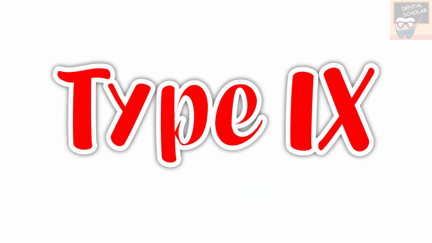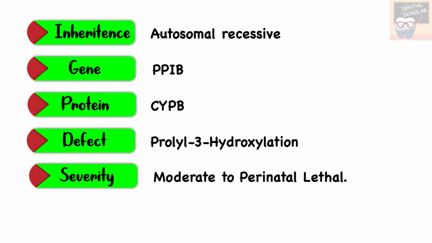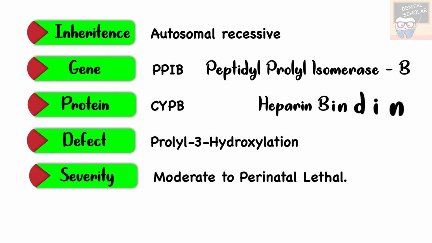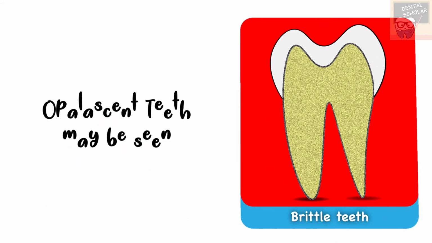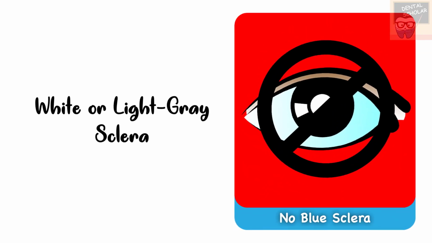Next is type 9 osteogenesis imperfecta. It is autosomal recessive. The gene involved is PPIB, that is peptidyl prolyl isomerase B, and the protein affected is CYPB, which is a heparin binding protein. And the defect, just like in type 7 and 8, is in prolyl 3 hydroxylation. It is moderate to perinatal lethal, and it corresponds to type 2 or type 3 in features. That is, it is severe. Opalescent teeth may be seen. White or light gray sclera is also seen.